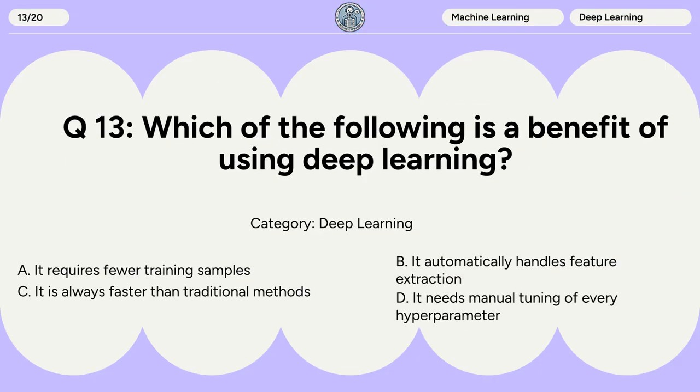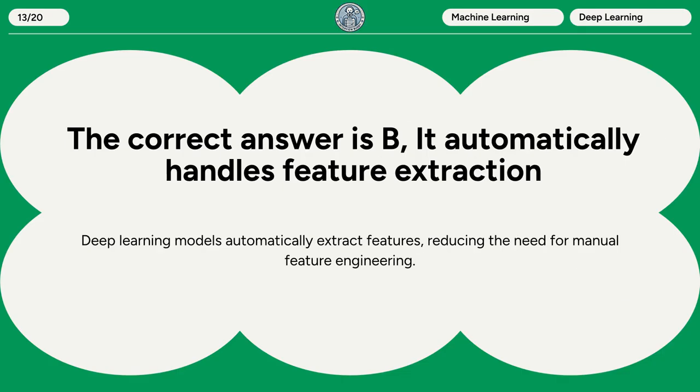Question 13. Which of the following is a benefit of using deep learning? A. It requires fewer training samples. B. It automatically handles feature extraction. C. It is always faster than traditional methods. D. It needs manual tuning of every hyperparameter. The correct answer is B. It automatically handles feature extraction. Deep learning models automatically extract features, reducing the need for manual feature engineering.